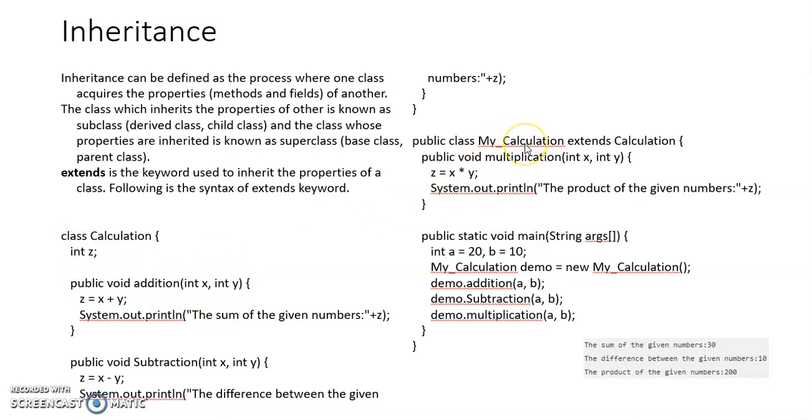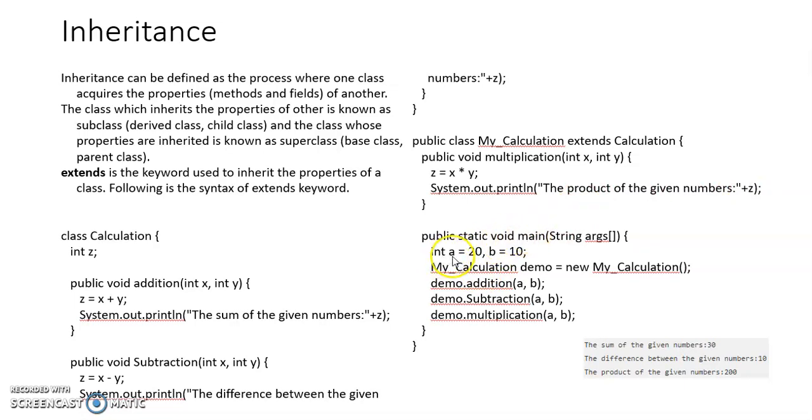You have another class here, my calculation, which is extending from the base class or superclass called calculation. You have another function here called multiplication, with another two arguments x and y, and you'll be getting the product. The product of the given numbers is z. Now this plus, please don't take it as addition. It is representing the concatenation of another string, resulting in a statement like the product of the numbers is the result. And you have the main function.